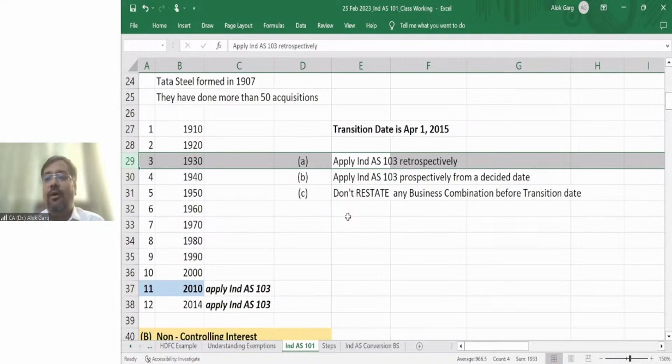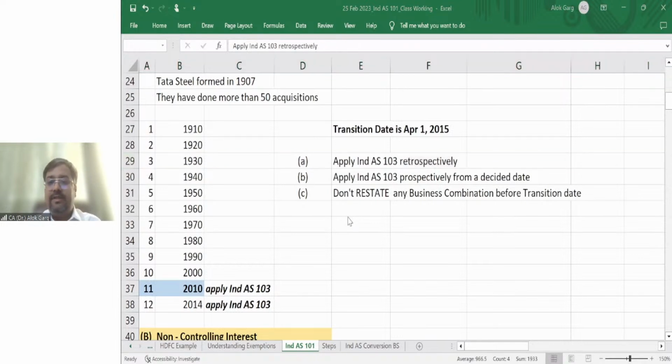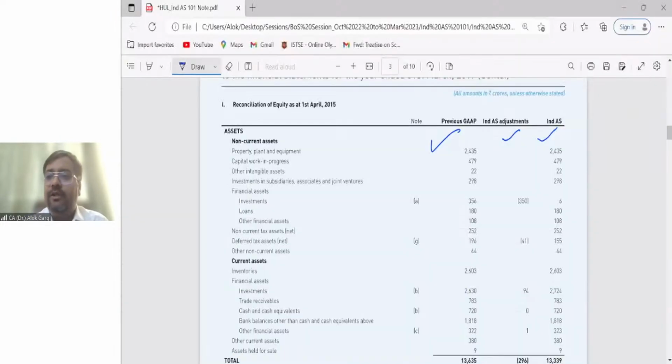Or if a company is a very old company, but recently they did some business acquisitions and they want to restate only those business acquisitions, they can do that, provided whatever business acquisition they want to restate, they have to restate all the business acquisitions after that as well, right? Or if a company doesn't want to restate any business acquisition before the transition date, it is also allowed, right? Is it clear? So let me show you again Hindustan Unilever.